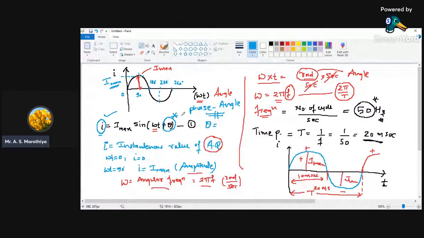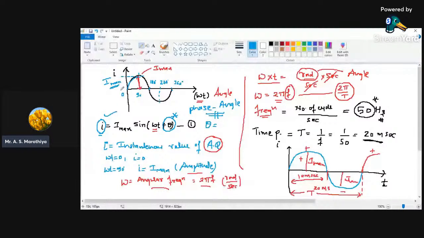For example, if theta is 0, the quantity will start from this particular point itself. If theta is positive, that means it is going to lead. Lead means it is going to start before this value. So it may start like this. So this is nothing but your theta.